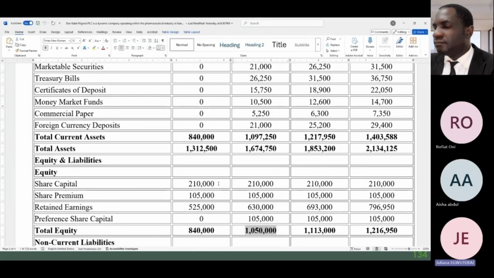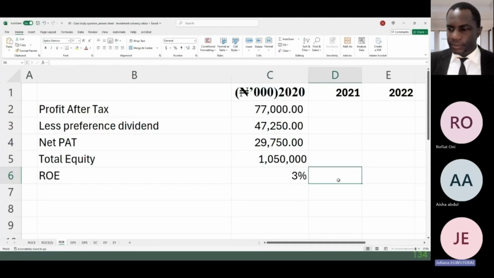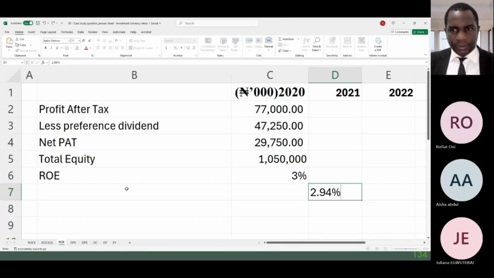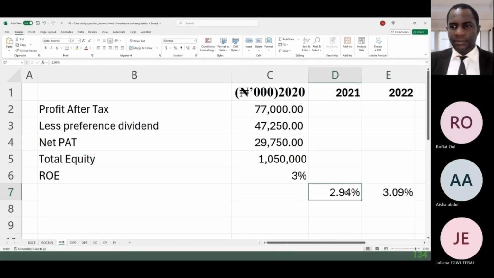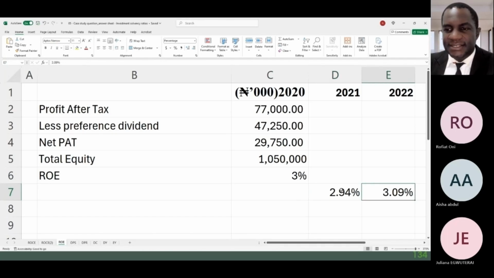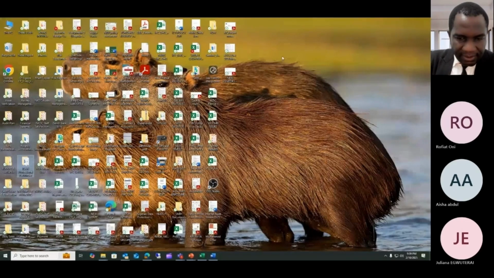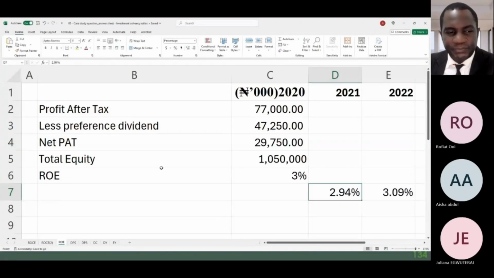So for 2021, I have 2.94%, and for 2022, I have 3.09. Okay, 2.94%. And 3.09. Thank you, Julie. Fantastic. Okay, so we're waiting for Rufi and Aisha. Let's be fast. 9:39. Okay, we have 20 minutes more.